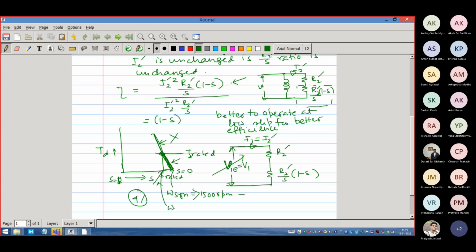This is the rotor speed. I am writing it in RPM, because I am not multiplying by 2 pi. So what will be the rotor speed? Can anybody tell me, at 4% slip, what will be the rotor speed?